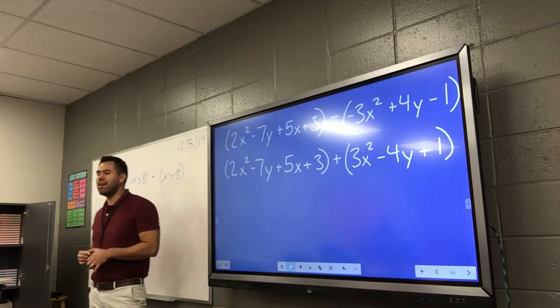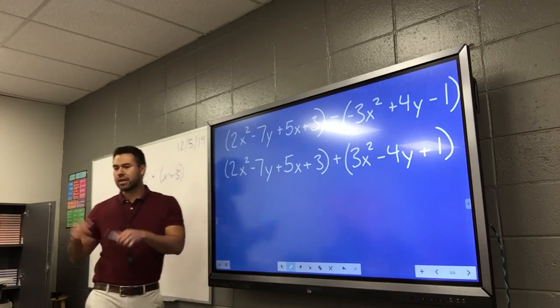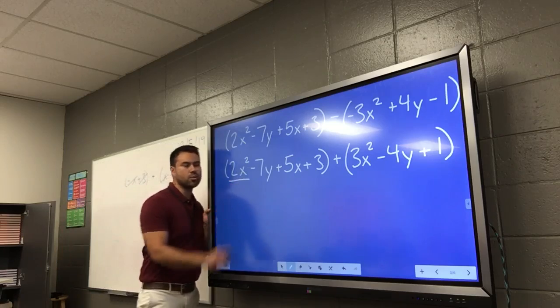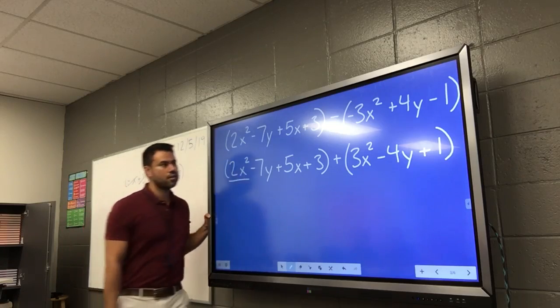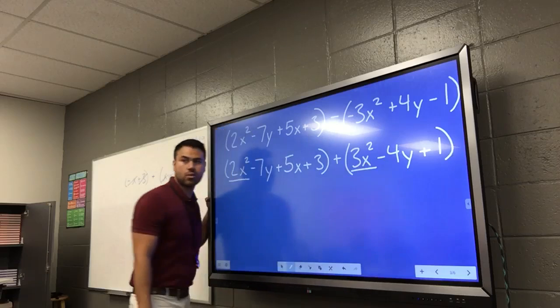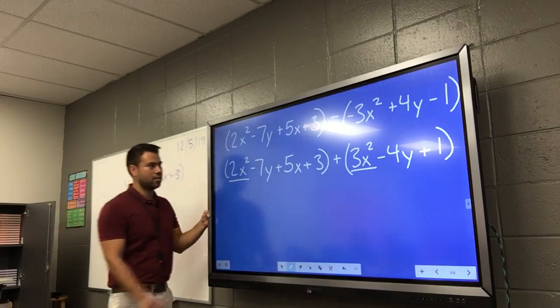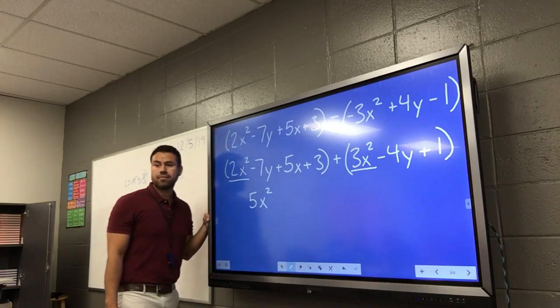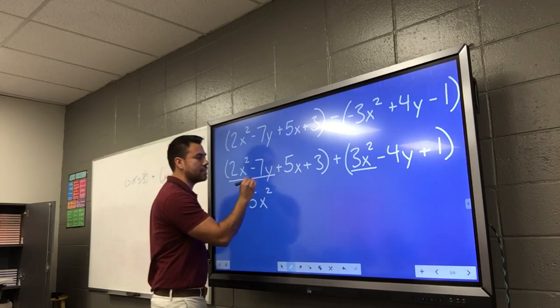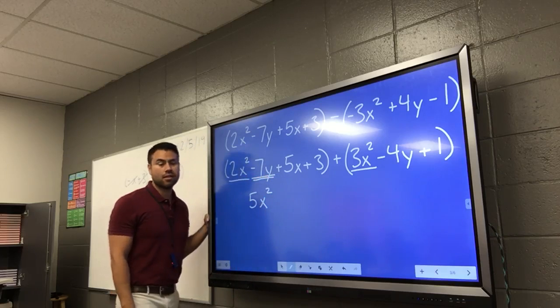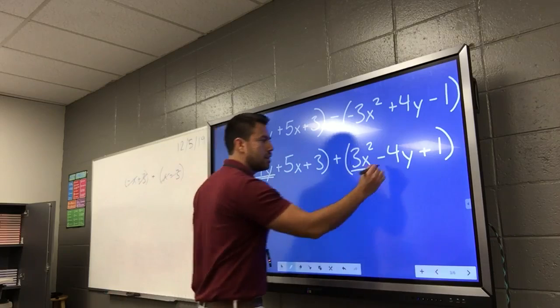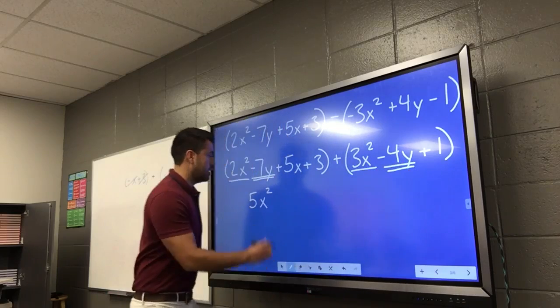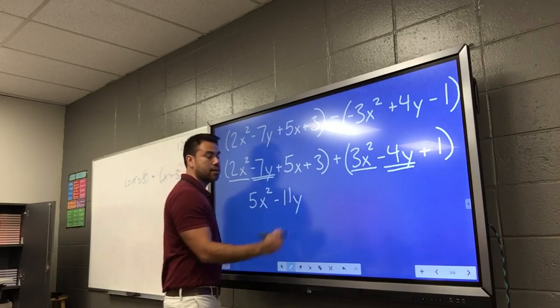Okay, Colin, while you guys are working, is there a like term to 2x squared? Yeah, 3x squared. What's 2x squared plus 3x squared? 5x squared. Mary Addison, is there a like term to negative 7y? There's negative 4y, which should be negative 11y. Negative 11y. Good.